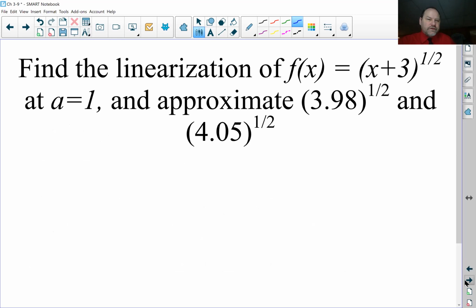So here's how we might use that idea. Find the linearization of f of x equals the square root of x plus 3 at a value a equals 1. And then use that linearization to approximate the square root of 3.98 and the square root of 4.05.